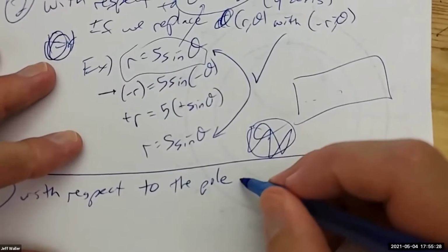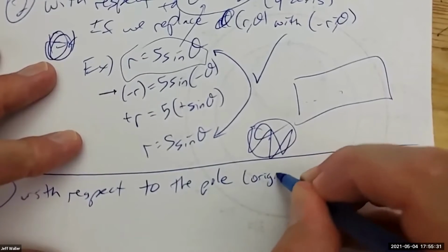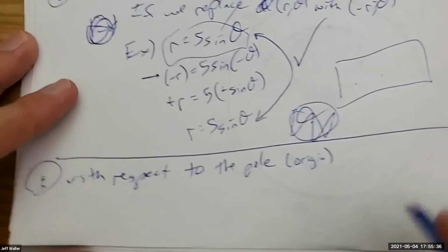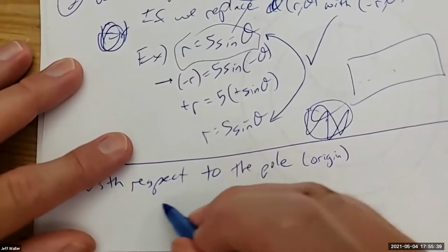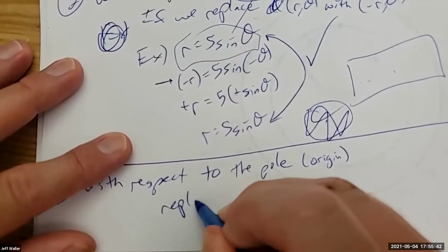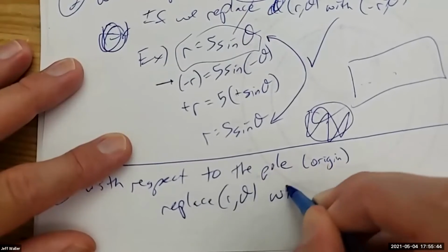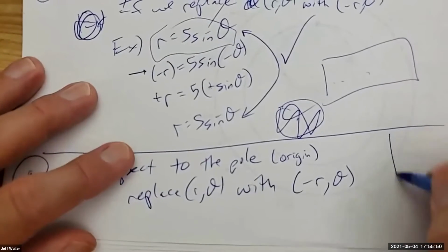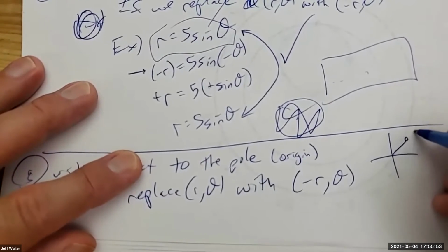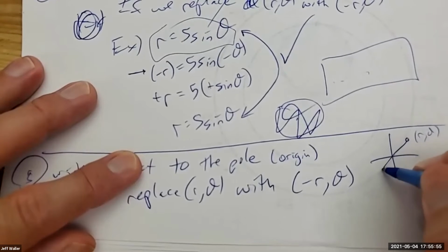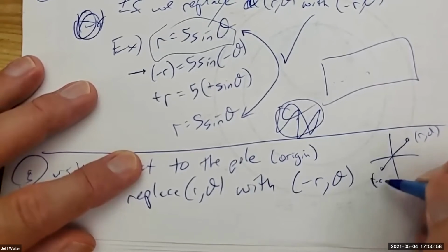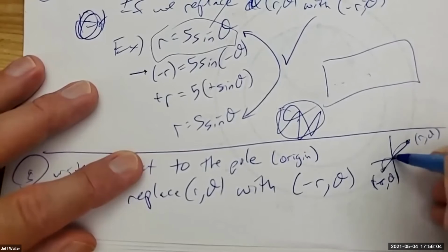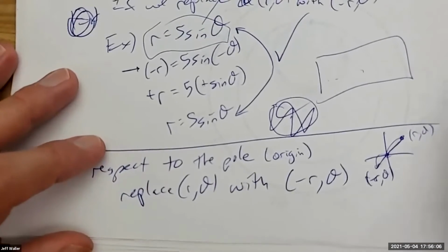I'm sorry. So with respect to the pole, which is really another name for the origin, when we have polar coordinates, we call it the pole. To have this, if you replace r theta with negative r theta, doesn't that just make sense? That has symmetry through the pole, symmetry through the center, correct?